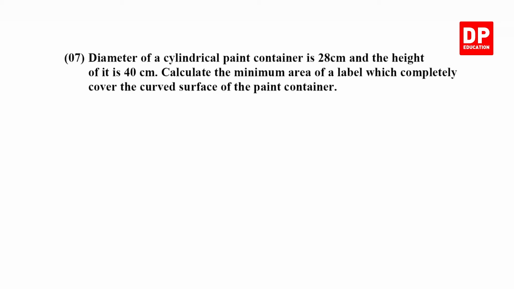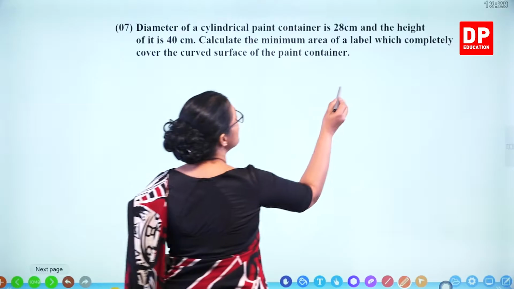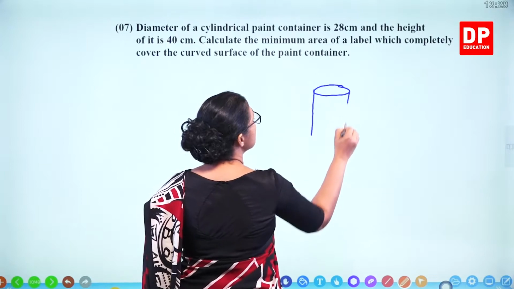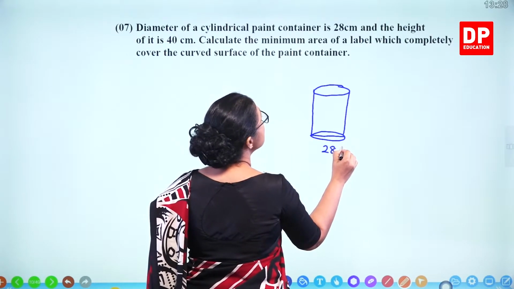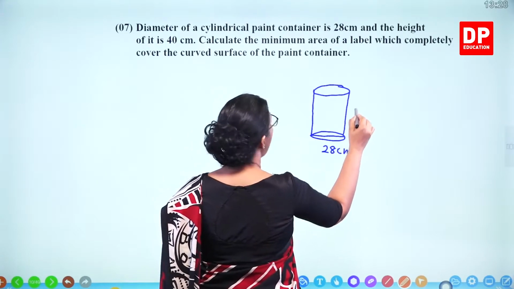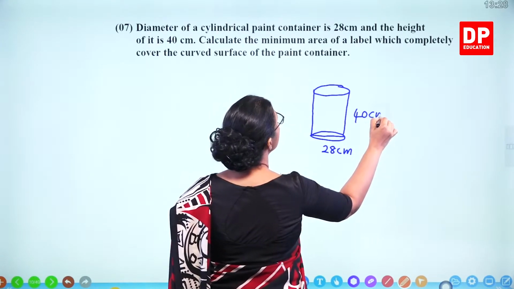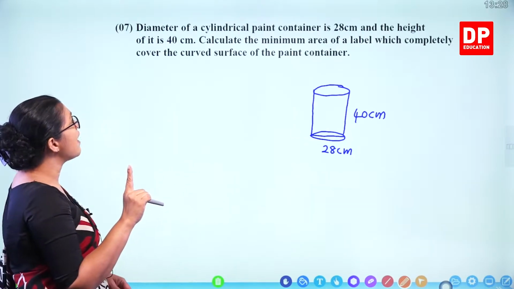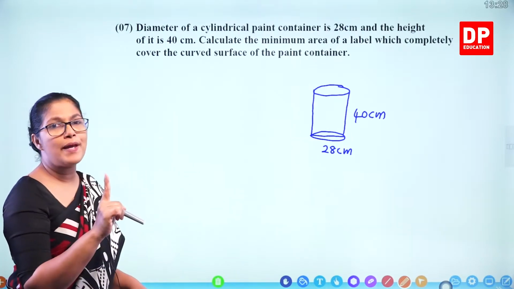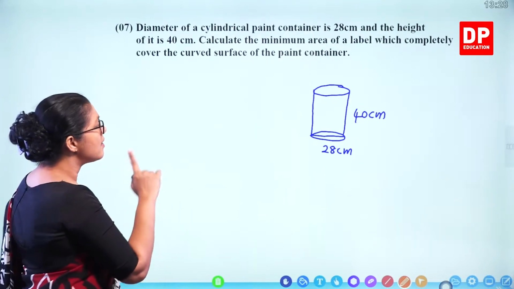Question number 7. The diameter of a cylindrical paint container is 28 centimeters and the height of it is 40. So if you draw the diagram, this is a cylindrical shape, the diameter is 28 centimeters and the height is 40 centimeters. Calculate the minimum area of a label which completely covers the curved surface area of the paint container. Only the curved surface area.